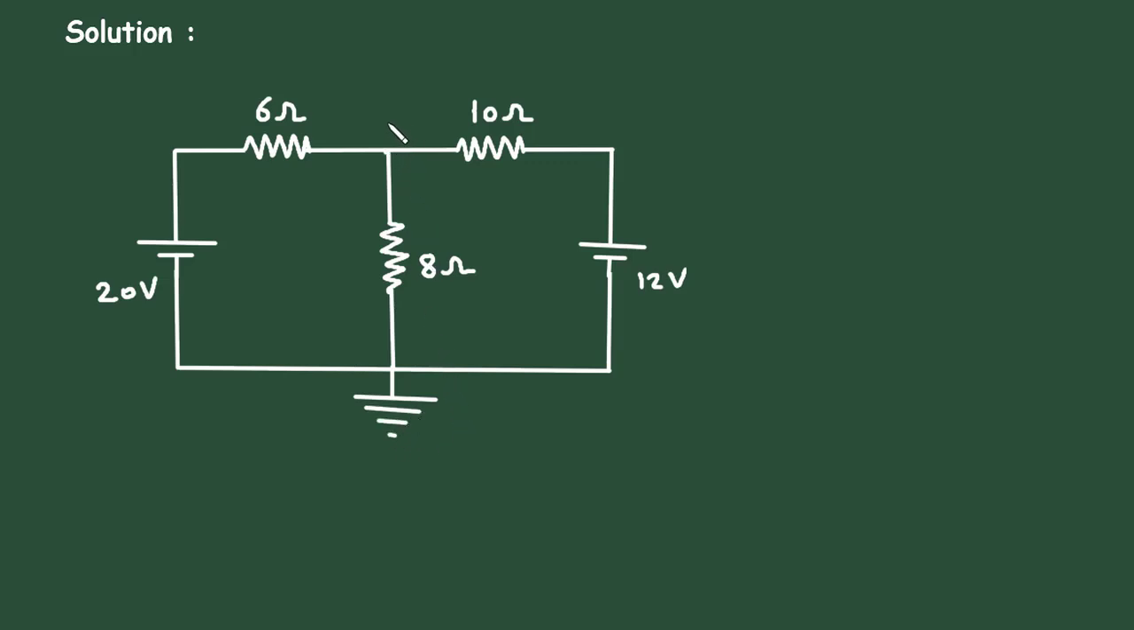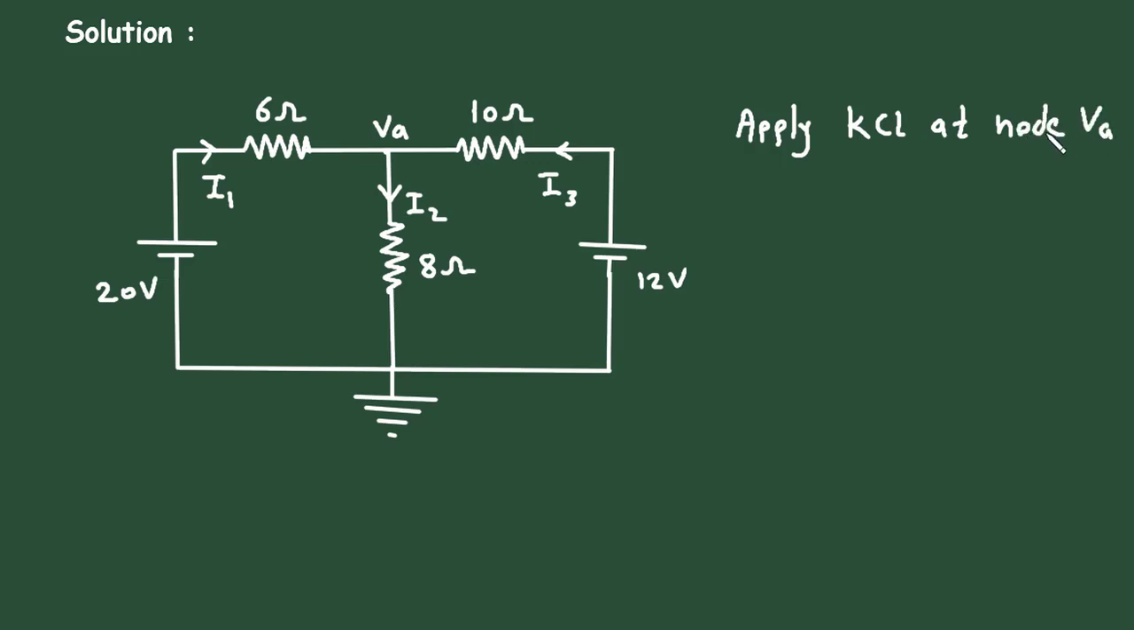Let's assume this is a node A with voltage VA. Let's assume this is current I1, this is current I2, and this is current I3. All the currents direction towards this reference node from positive terminal of battery to this reference node. Now let's apply KCL at node VA.